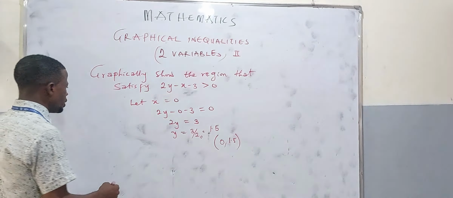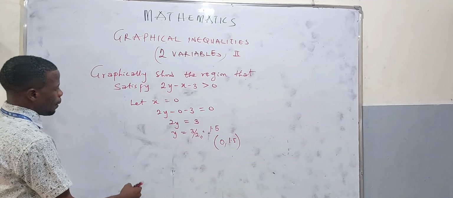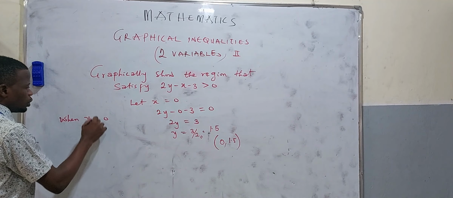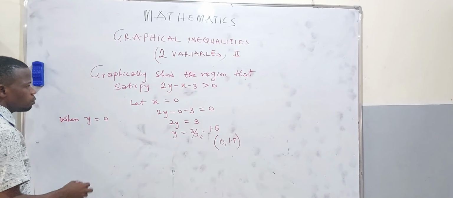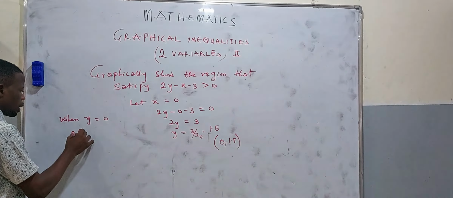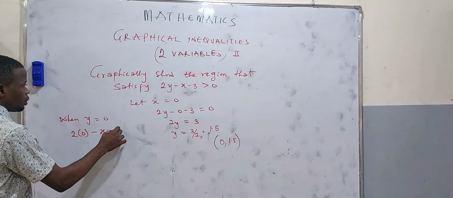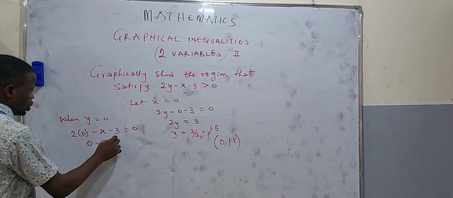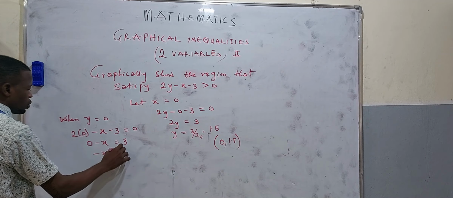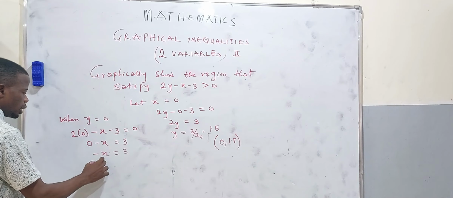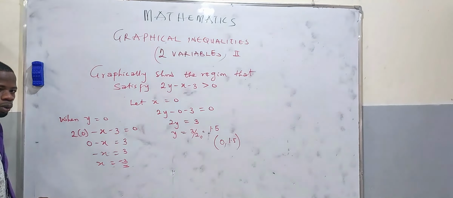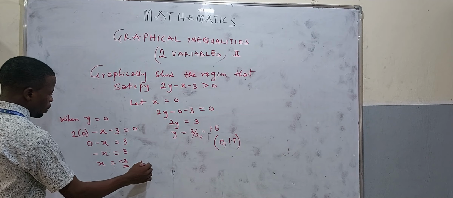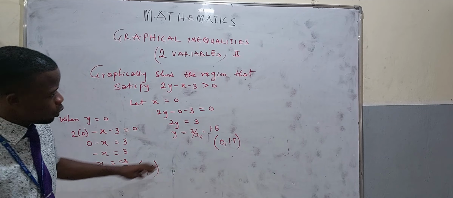Now let's check for when y is 0. When y is equal to 0, what do we have? 2 open bracket 0 close bracket minus x minus 3 is equal to 0. That means minus x is equal to 3, and that implies that x is equal to negative 3. So the coordinates are x is minus 3 and y is 0. These are the two coordinates we are working with.